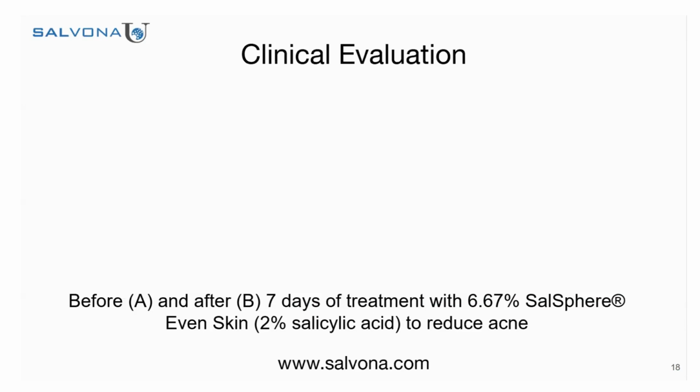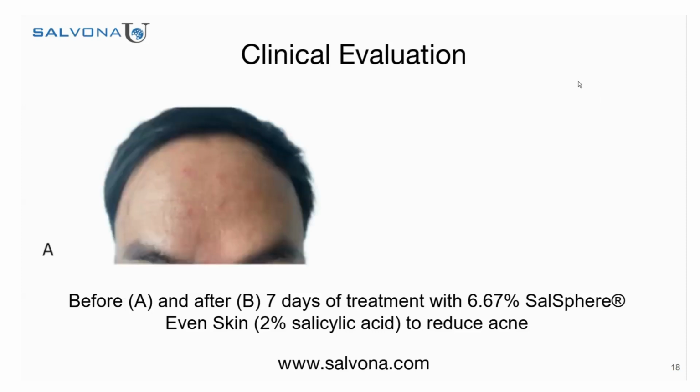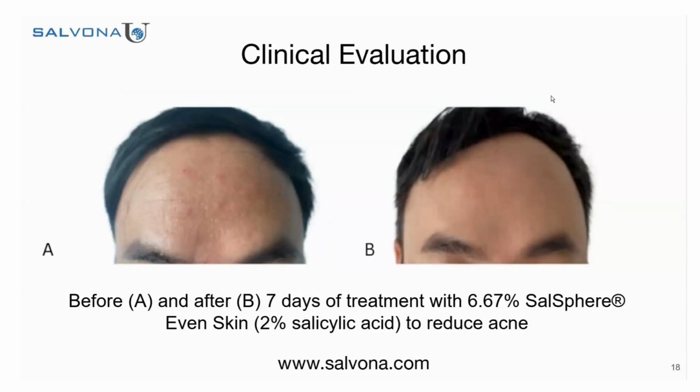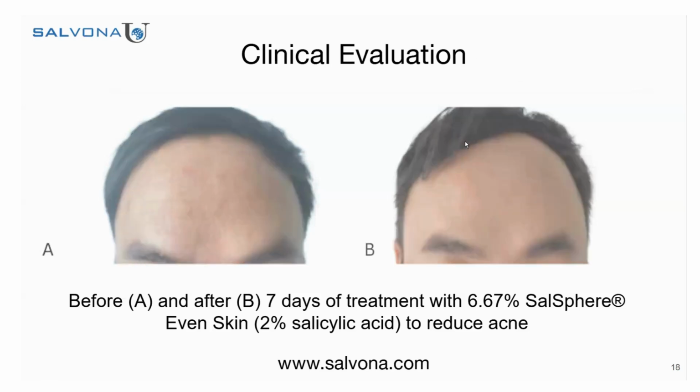This was after only 7 days of treatment with 6.67% Even Skin, which equates to 2% salicylic acid, to reduce acne. You can see before the redness, the uneven skin, some pimples, some blemishes, and after 7 days of treatment, only 7 days, once daily, we see the exfoliation has worked as we knew it would with Salsphere Even Skin to remove these blemishes, even the skin tone, and exfoliate.